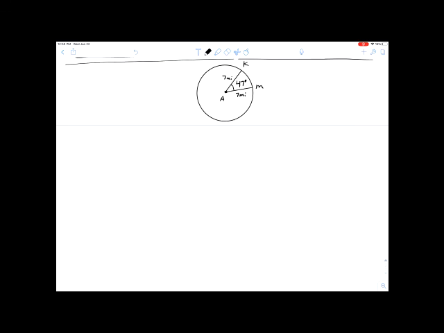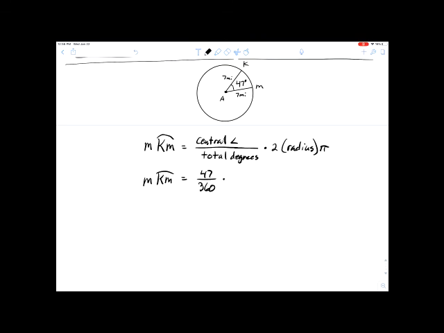And let's look at the equation again. So we're going to be looking for the measure of KM, the minor arc, which is equal to the central angle divided by the total degrees, times twice the radius times pi. So the measure of the minor arc of KM is equal to 47 divided by 360 times 2 times 7 times pi.